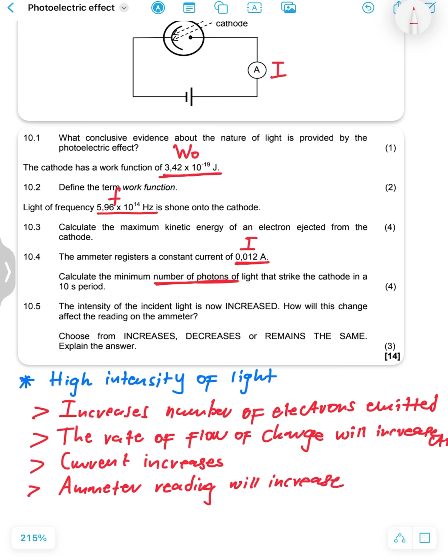We know that current is directly proportional to charge. The higher the charge, in this case the higher the number of electrons, the higher the current. And if the current increases, the ammeter which reads the current will increase. The reading will increase. So that is the answer for 10.5.